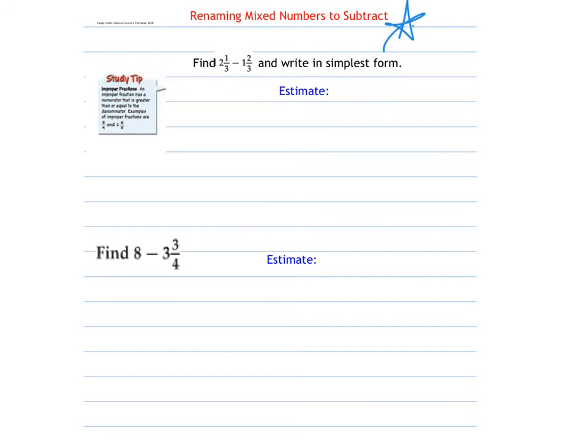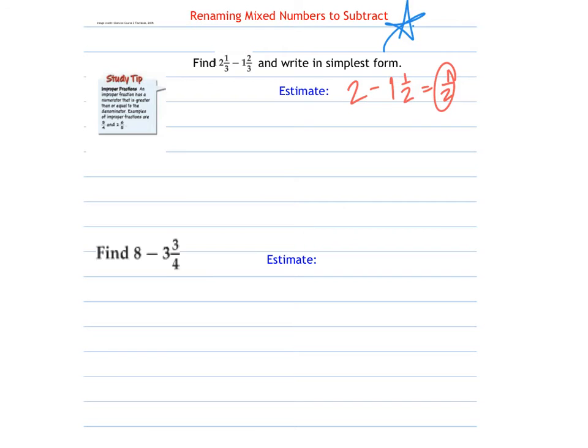we are going to take this 2 1/3. Well, first let's estimate it. So 2 1/3 is close to 2, minus 1 2/3 is close to 1 1/2. If we subtract those, that equals 1/2. So my answer should be pretty close to 1/2.